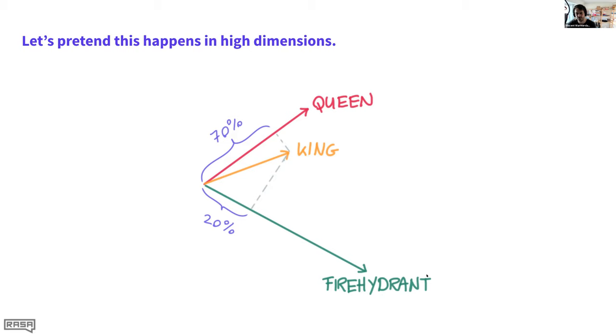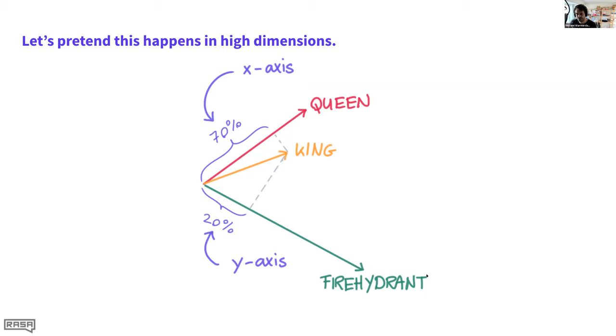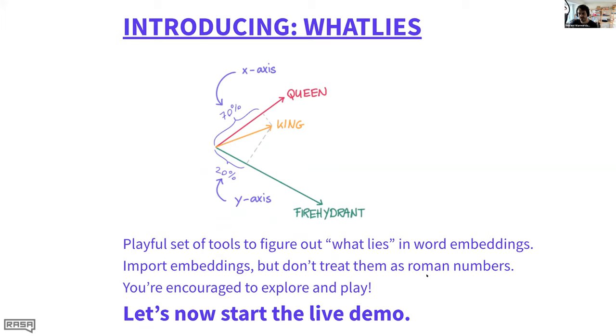But the nice thing here is even if these are super high dimensional, I do now have an x-axis and a y-axis that I can chart in two dimensions. This idea is the basis of the whatlies package. I want to have flexible operations and plot those. I don't want to have a single chart. I want you to be able to play with this. So it's a playful tool to figure out what lies in word embeddings. And I'm going to give you a super short demo of it right now.